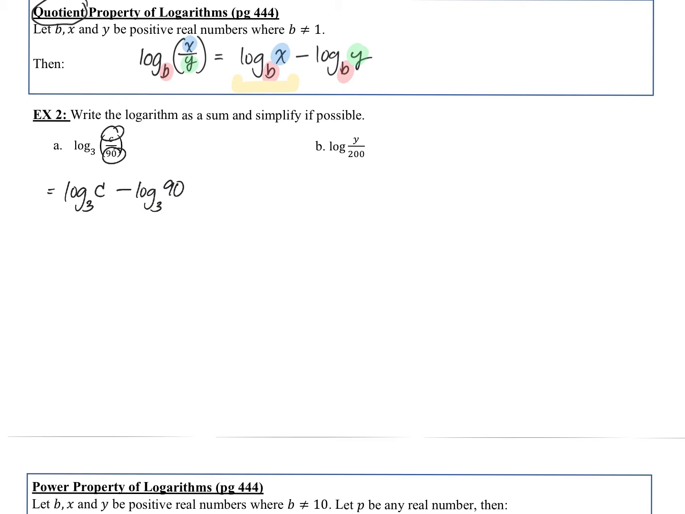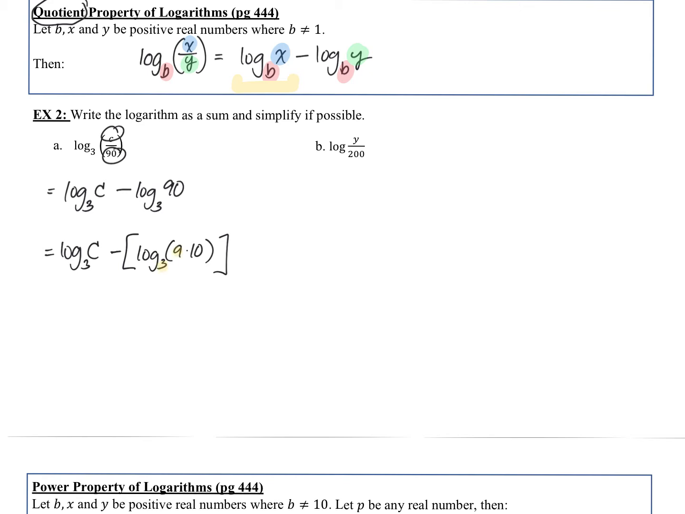Now let's see, are we done? I always like to check if we can simplify anything. Well, log base 3 of c, we can't do anything with that. But the log base 3 of 90, that is going to equal log base 3 of 9 times 10. Now, you might wonder, why did I choose 9 times 10? Well, notice we have a base 3, and that's a 9. I can go ahead and use the power rule to simplify that.